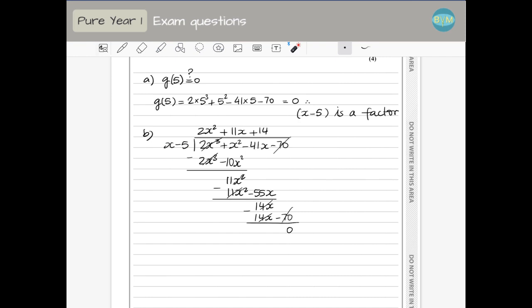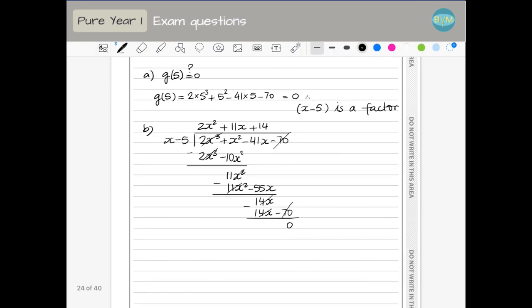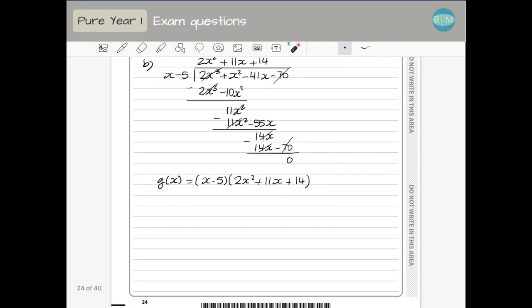We know that. Which means g(x) can be written as x minus 5 times the quadratic that we have found, 2x squared plus 11x plus 14. Oh, sorry, without the bracket, plus 14. This quadratic here is this one. We are going to factorize this quadratic, and then we have it. So to factorize that quadratic, 2x squared plus 11x plus 14.